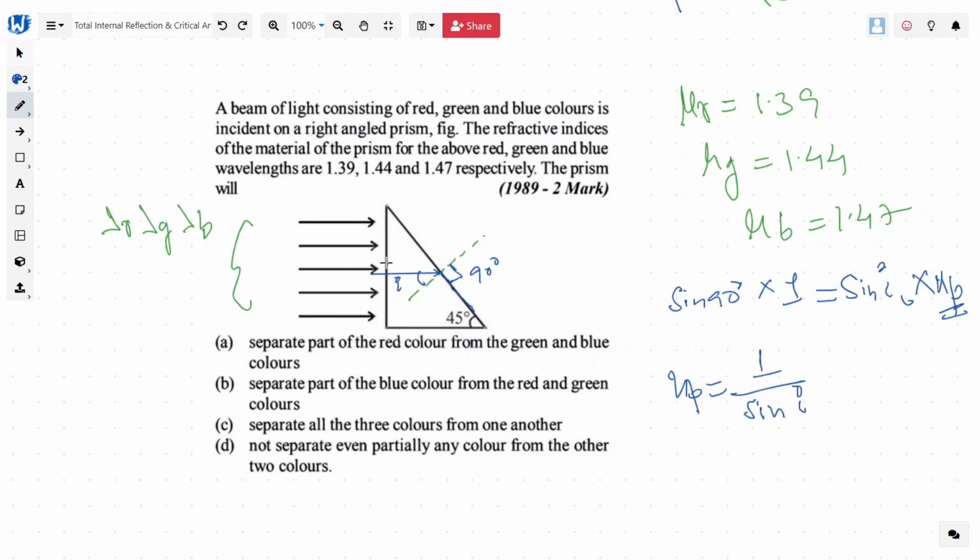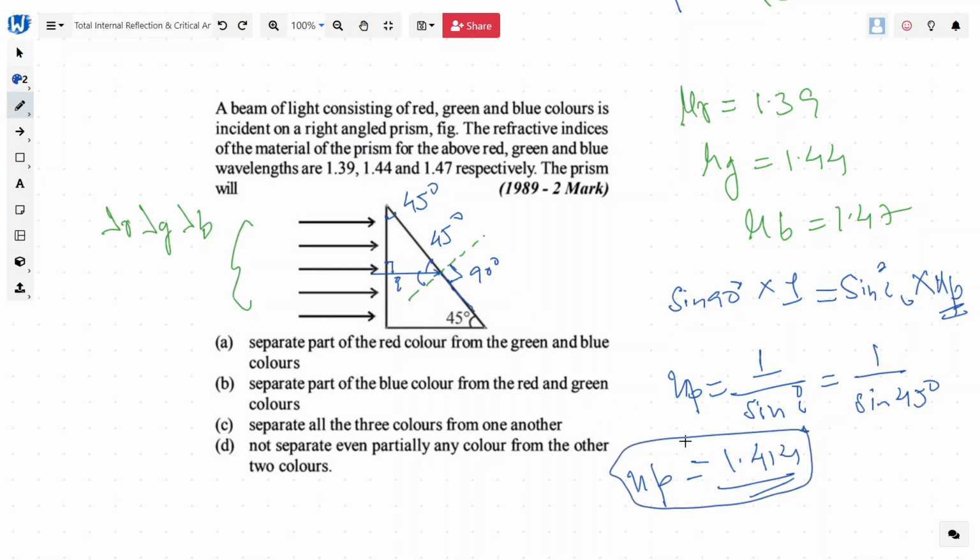Now, do we know sine I? Yes, using geometry we can. So this is 90 and this is 45. So this one is also going to be 45. Hence, this one is going to be 45 and this I is also going to be 45. So 1 by sine 45. Hence, NP is 1.414. So this is the critical angle.